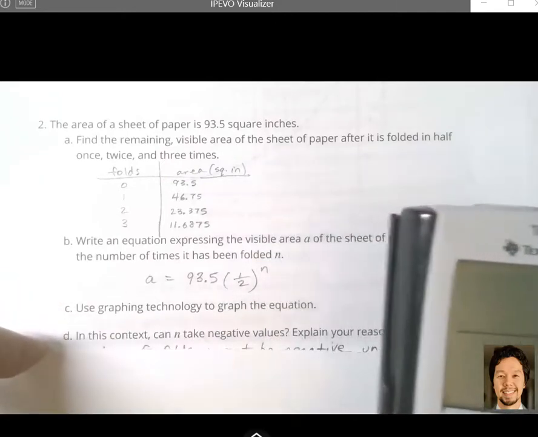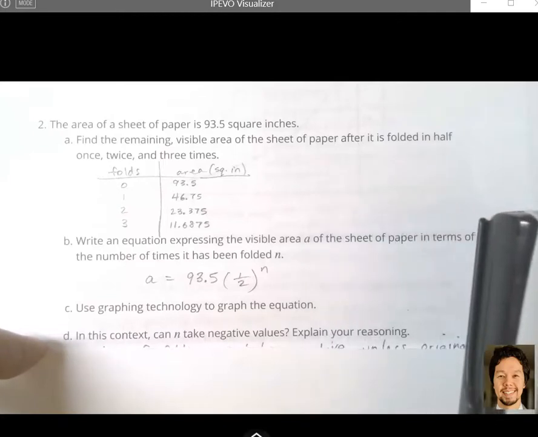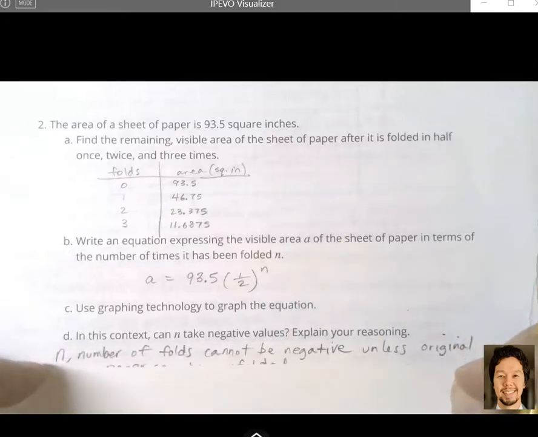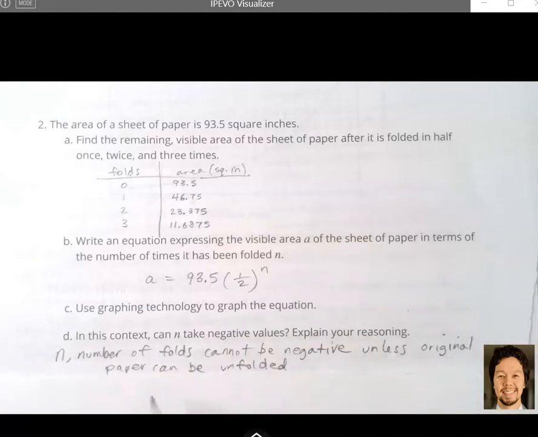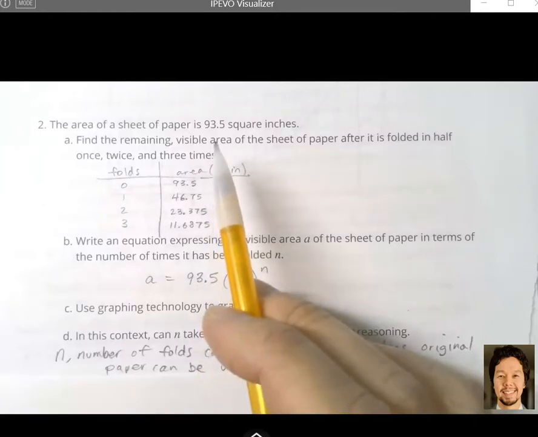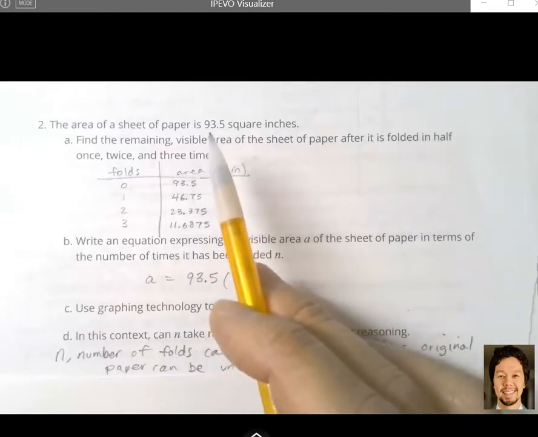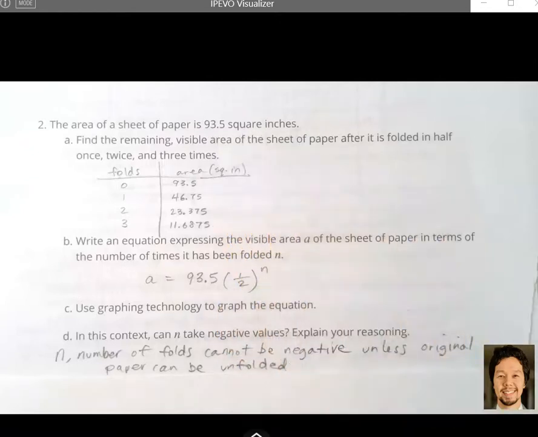In this context, can n take negative values? Explain your reasoning. Can the number of folds ever become negative? Not in this situation, unless the original paper can be unfolded. But they never said anything about the original paper being already folded. So we will assume that it's just plain one layer of paper, 93.5 square inches. So it cannot be unfolded, can't be negative.